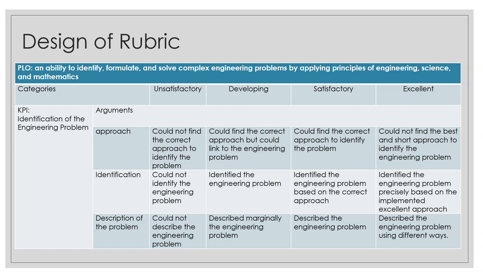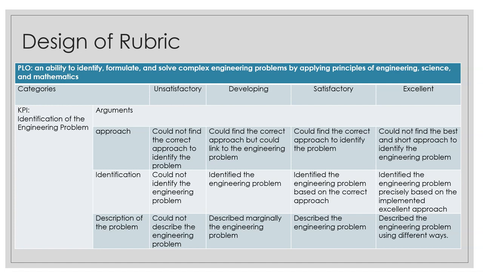We have three arguments for this KPI. First, the approach that the student can use in order to identify the engineering problem. Second, the identification itself: he could identify the problem or not. And third, after identification, whether the student could describe the engineering problem.